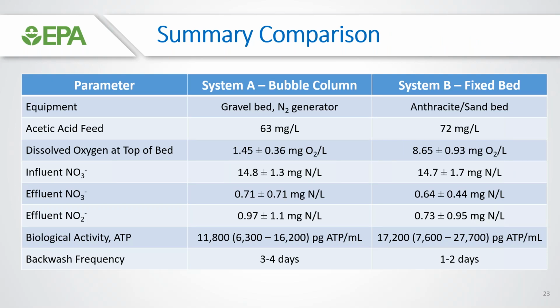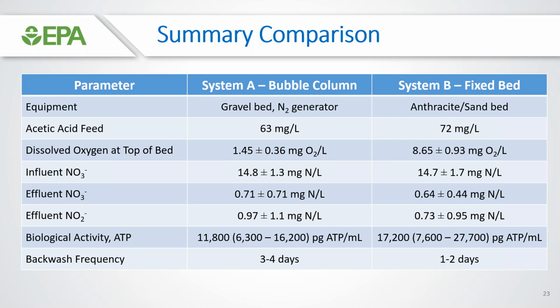To summarize the comparison between these two systems, in one we have a gravel bed and this nitrogen generator. The other is just a dual media packed bed. We have a slightly lower acetic acid feed in the bubble column, and sparging with nitrogen achieves a low DO at the top of the bed compared to system B. Those systems are taking an influent nitrate of around 15 milligrams per liter and producing an effluent that's less than 1. There's definitely some scatter in here, but after tuning the system, we're getting low nitrate and can get it so that there's no nitrite accumulation.